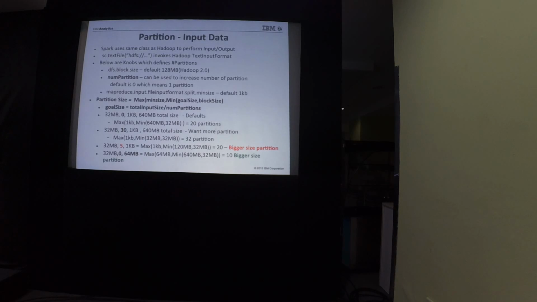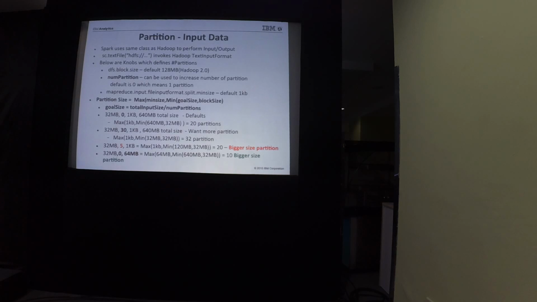Text file. So that is 0, meaning 1 partition. And the third one is the minimum split size, which is 1 KB by default. So if you go with the default, let's take an imaginary case where I have a total data size of 640 MB. If I go default, how many partitions does it create?